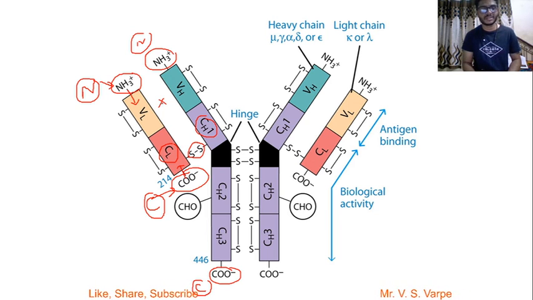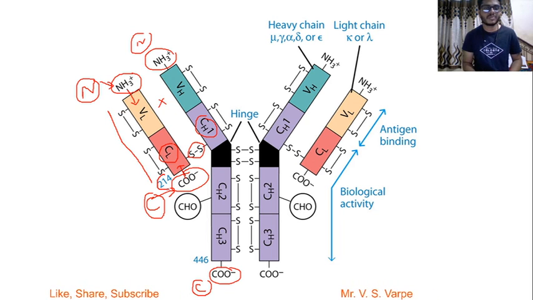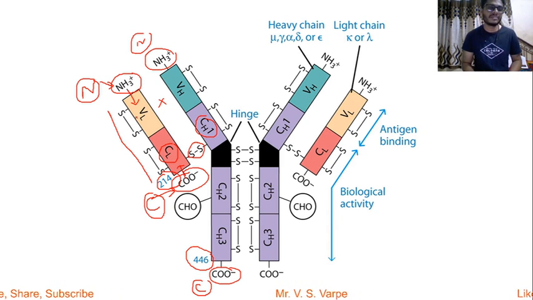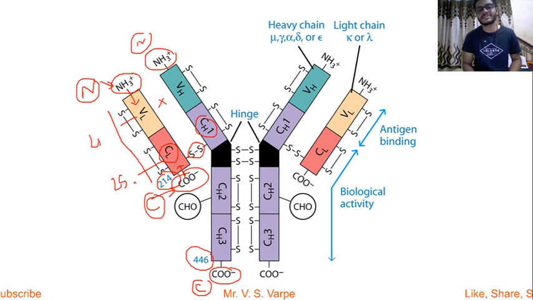Okay, the total number of amino acids in this particular region is 240 amino acid residues in a light chain, and in a heavy chain there are 446 amino acids. Okay, the variable light chain is 25 kilodaltons and the constant light chain is also 25 kilodaltons. The molecular weight is 25 kilodaltons here and 25 kilodaltons here.